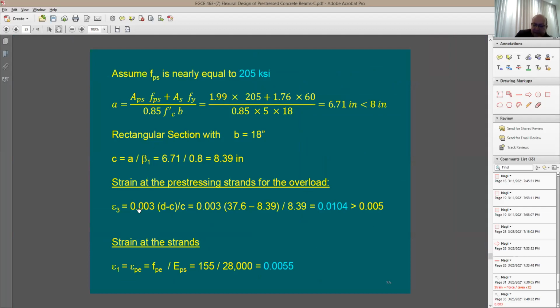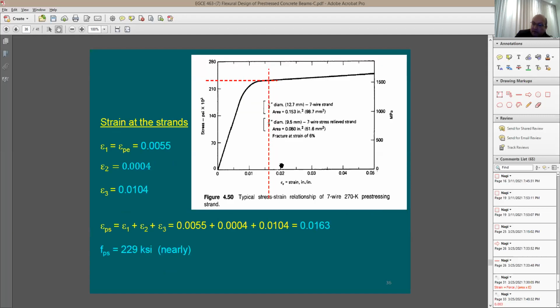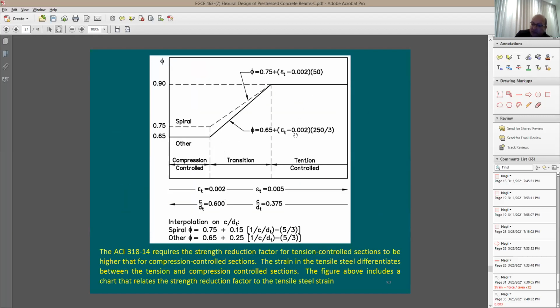Exactly what happened here. Here is the strain in the steel. And look, you have a really good value. This gave me more than 0.005. So absolutely, one of these cases is giving tension control. You are more than 0.005, so your phi factor is going to be equal to 0.9.